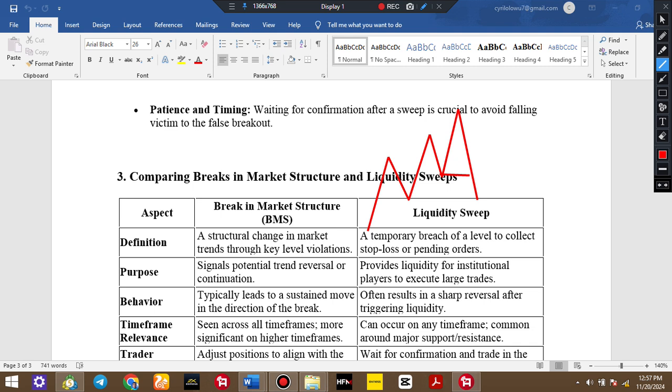Rather, what price is going to do is come back to some point, then break the low. This is going to be a serious confirmation that we have a break of structure. But in the case of liquidity sweep, there's going to be a different approach to that. A temporary breach of a level to collect liquidity.